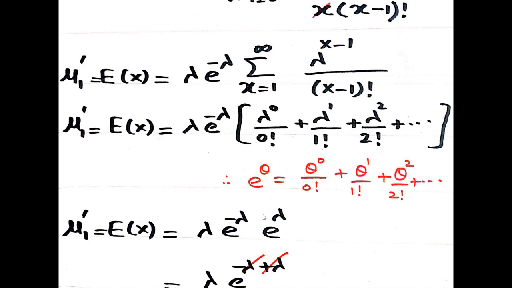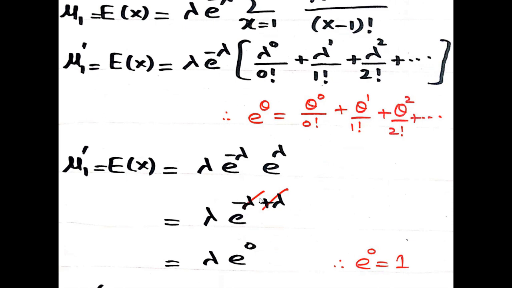Lambda e power minus lambda e power lambda. Adding up these, minus lambda plus lambda, cut this. So e power 0, lambda e power 0 is equal to 1. So here the expected value of x is equal to lambda. Mu 1 prime is equal to the expected value of x, which is equal to lambda. So we calculate here the first raw moment or first moment about origin. These are the same names: raw moment or moment about origin of the Poisson distribution.